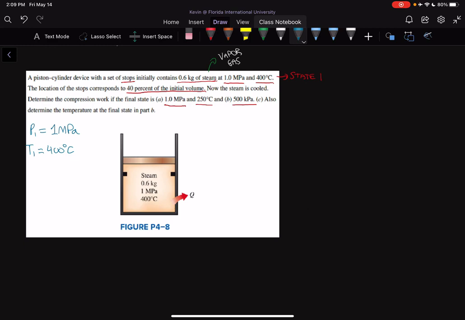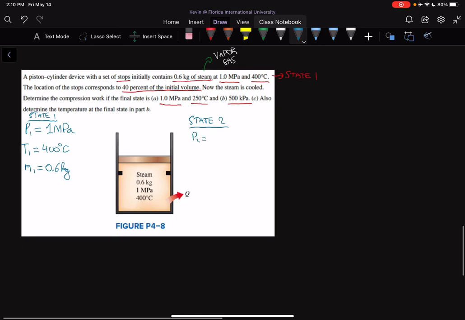So the first step in figuring out our problem is to define state 1 and state 2. Okay, so state 1 is defined, I'll write state 1 here. Okay, state 1 is defined by everything that's happening at state 1. So we have a mass m1, which is equal to 0.6 kilograms, and that's all the information that we're given in state 1. Now in state 2, we're told, and this is the final state, we're told that pressure 2 is equal to 1 megapascal.